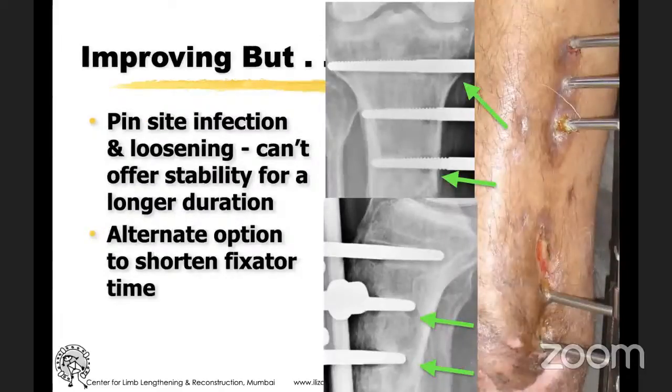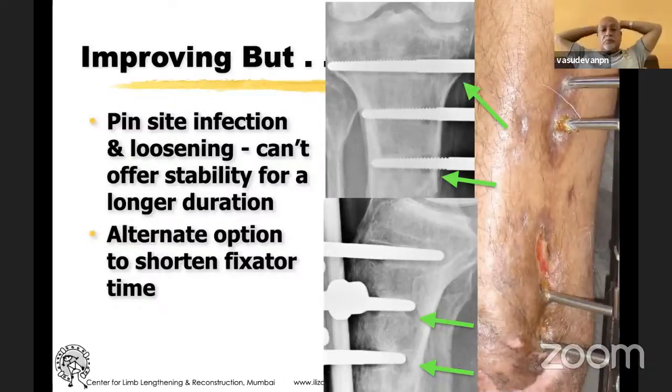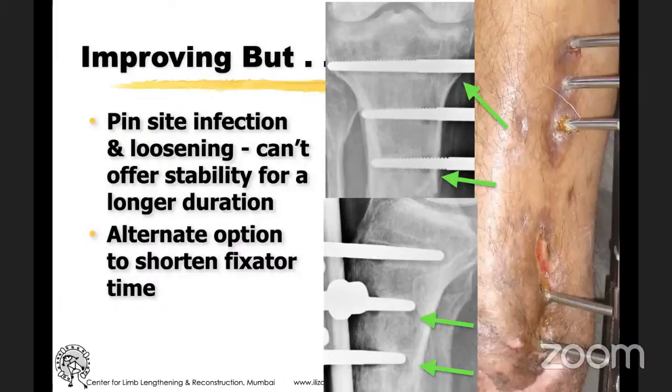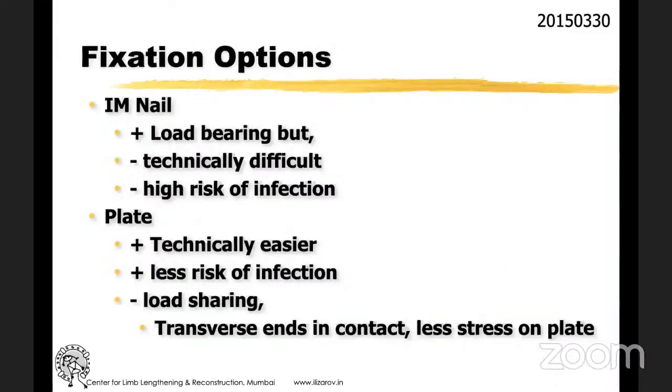but healing is improving, but there is pin site infection and loosening. So this fixator can't give stability for a longer duration. So we had thoughts of going for an alternate fixation option. The fixation options we had were IM nailing, which is a load bearing implant, but technically difficult to do in this case, and there can be a chance of reinfection.